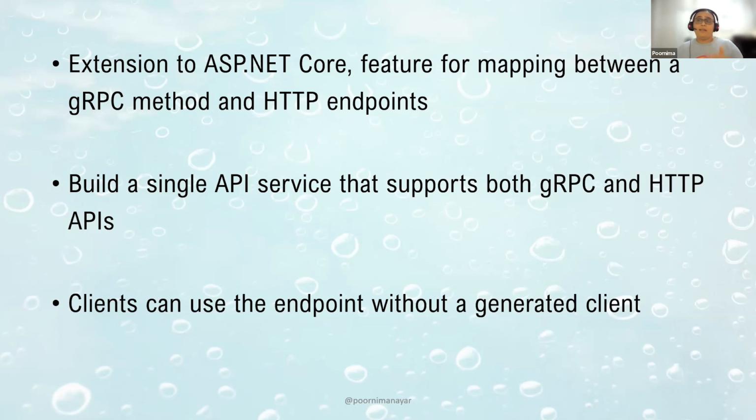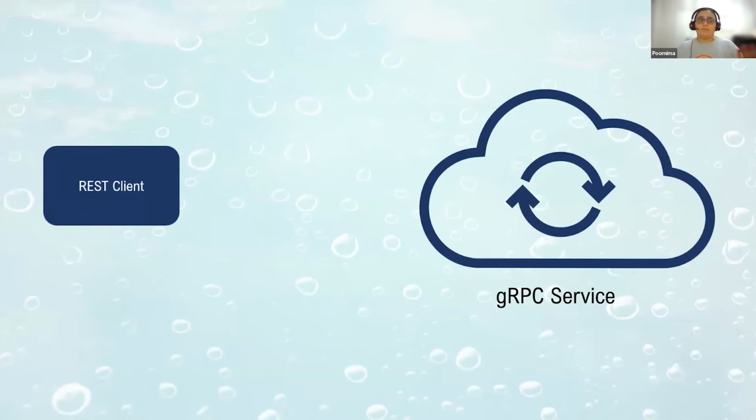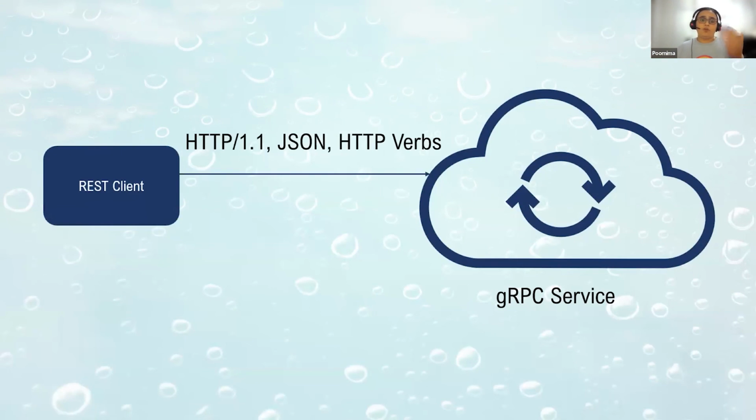So one of the key benefits of this is that with gRPC clients, you need to have that generated client, but with introducing the JSON transcoding, you can lower that barrier to entry, which means any client which can issue an HTTP request can use your gRPC endpoint. What happens is you have a REST-based client or any client which can issue an HTTP request. It talks to the gRPC service using HTTP 1.1 as well as HTTP 2. Sorry, that's a mistake in my slides here. And it communicates using JSON rather than protobufs.